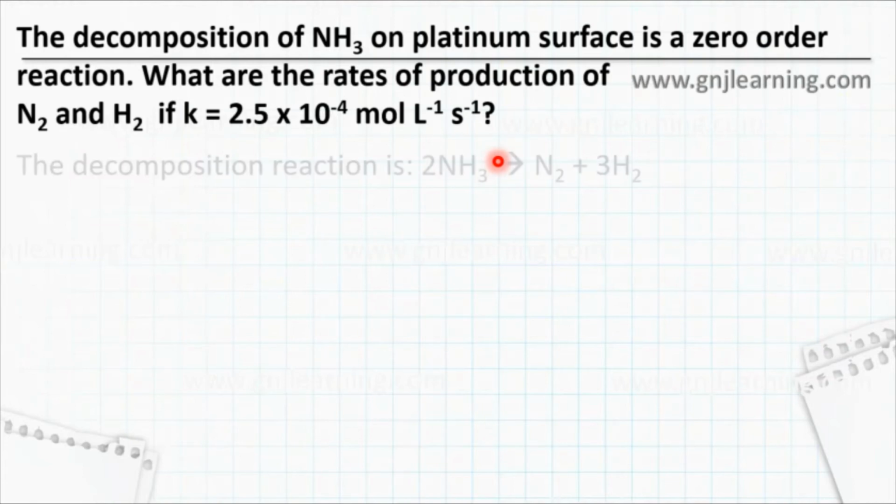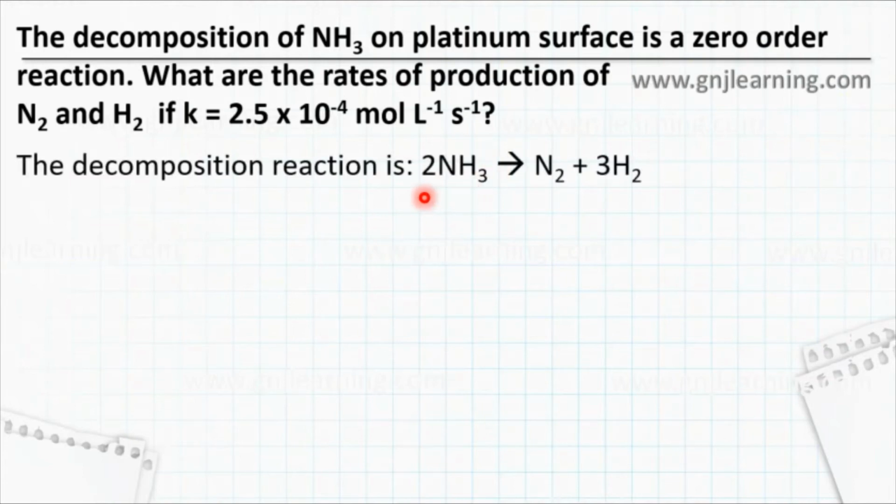First we have to write out the decomposition reaction, that is ammonia will give nitrogen and hydrogen. And if you balance it, you can see that clearly it's the reverse reaction of Haber's process. And this reaction is not reversible in this case. When we are using platinum as the electrode, the entire ammonia will go and produce nitrogen and hydrogen.